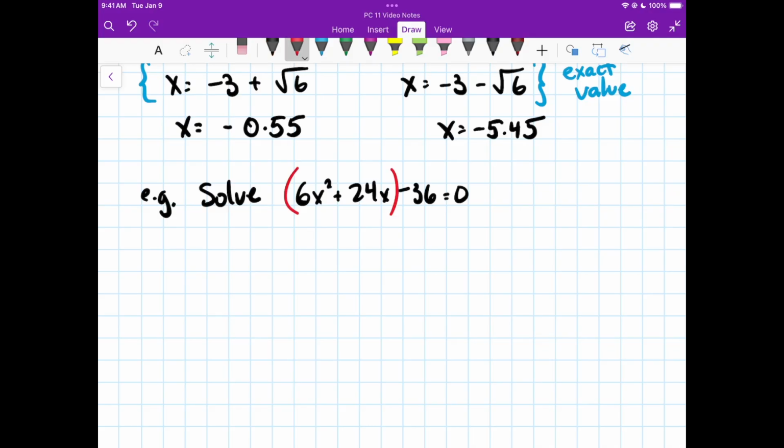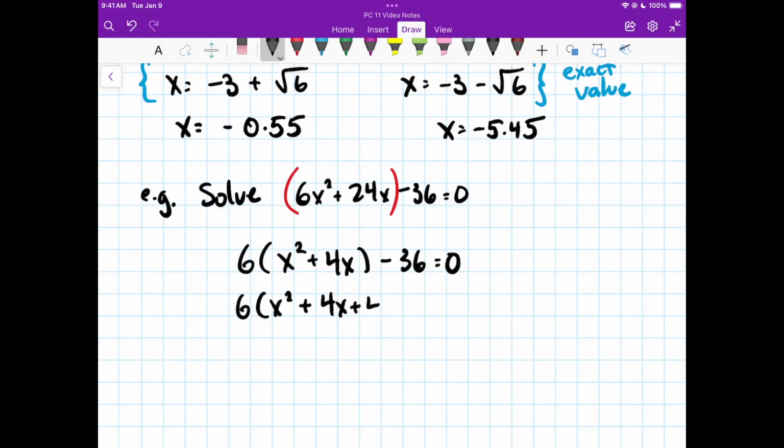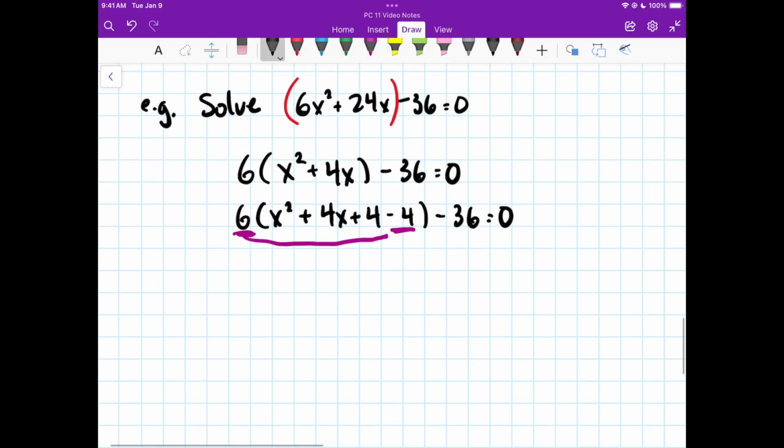So we've got our brackets on our first few terms, and we've got to take out the 6, which leaves us with x² + 4x, and then −36. We do the same stuff. We divide by 2, we square, we add and subtract, which gets me here. And then we still want to move that −4 out of the bracket, but when we do, we have to take the 6 and the −4, and we have to multiply them together. If you don't remember why, go back and check the previous videos. So that leaves me with 6(x² + 4x + 4) − 36 − 24 = 0.